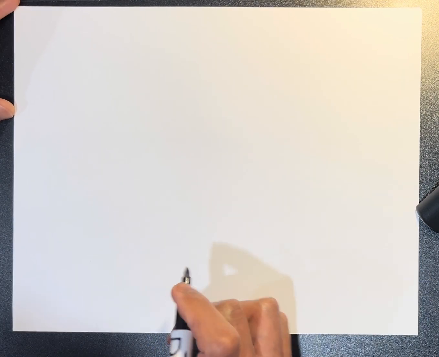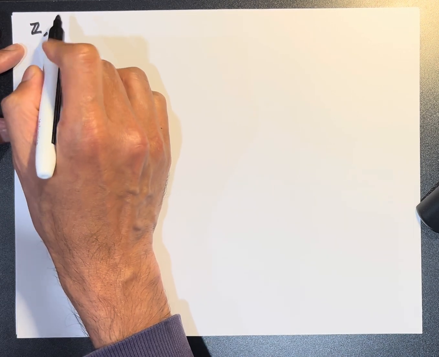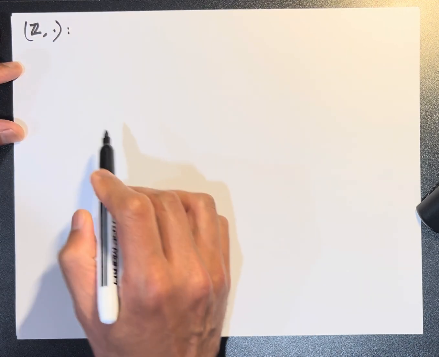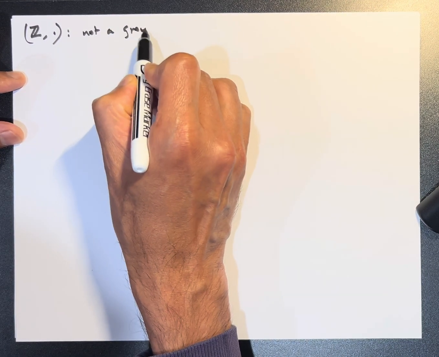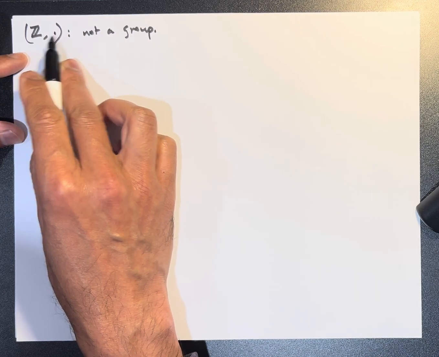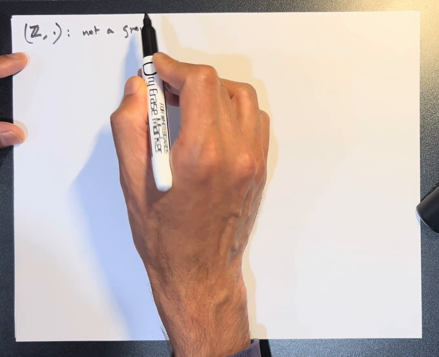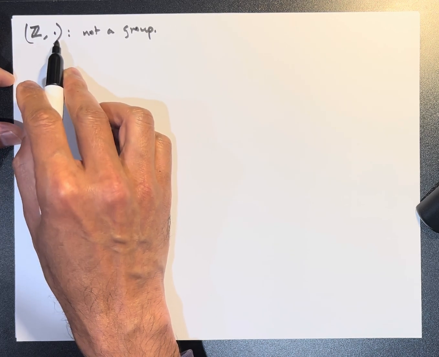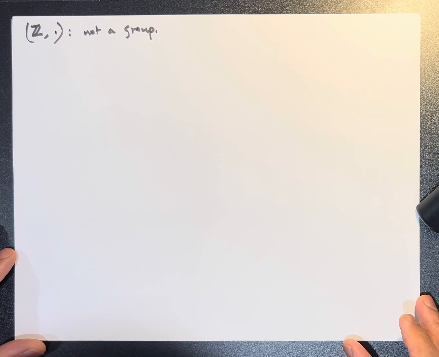The next one is the set of all integers with dot, which is multiplication. This is not a group, because we don't have multiplicative inverses in Z, other than for +1 and -1, whose multiplicative inverses are themselves. So the neutral element exists, it's just 1, but the inverse doesn't exist for anything but 1 and -1.